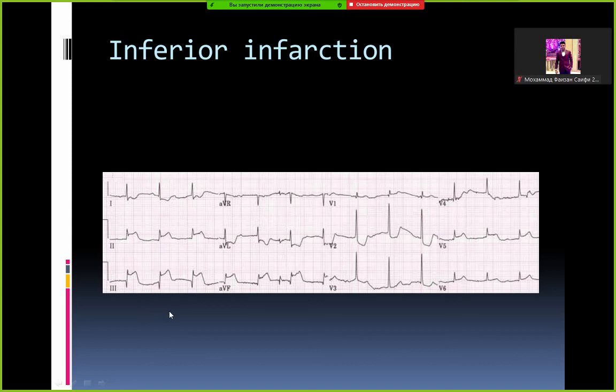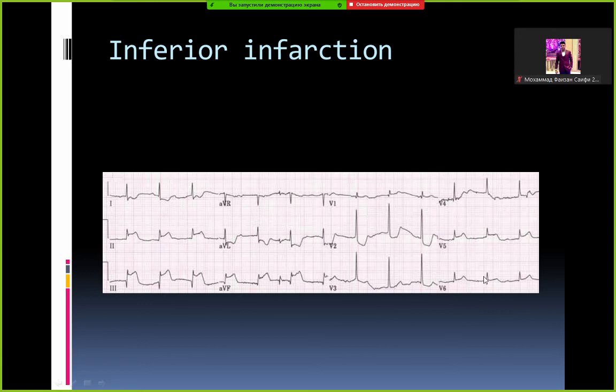acute stage of myocardial infarction, because we see pathological Q in the third standard lead and elevation of the ST segment in the third standard lead, AVF, V5 and V6.